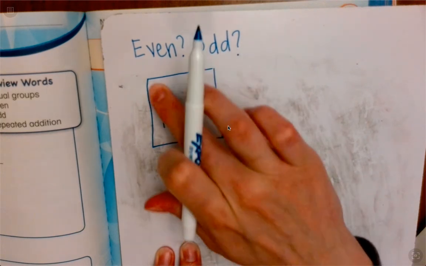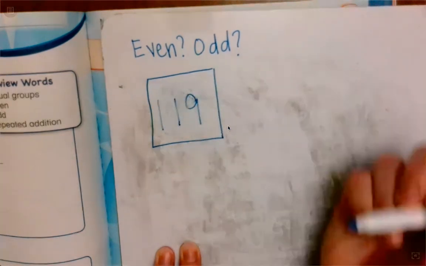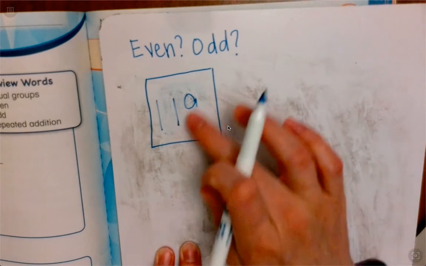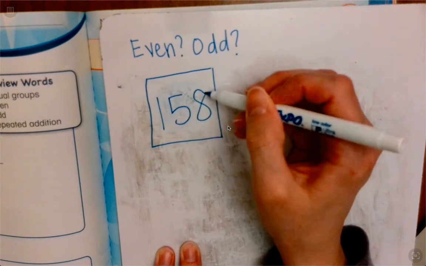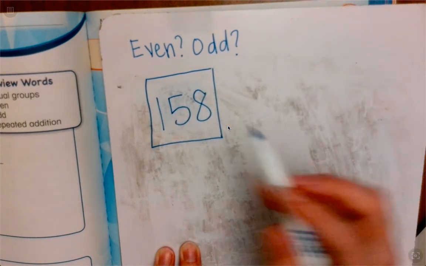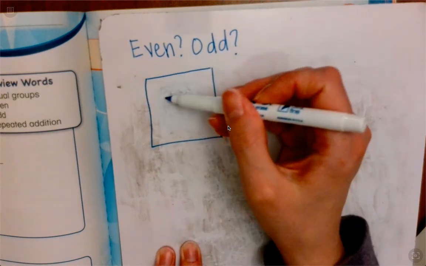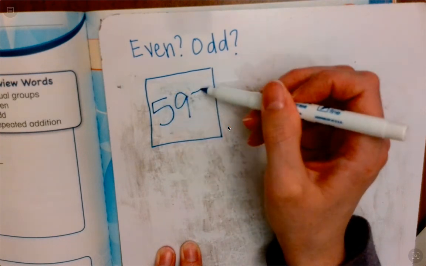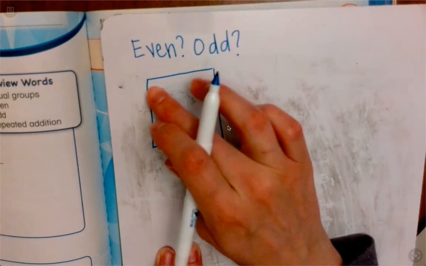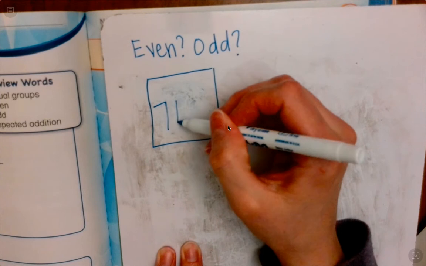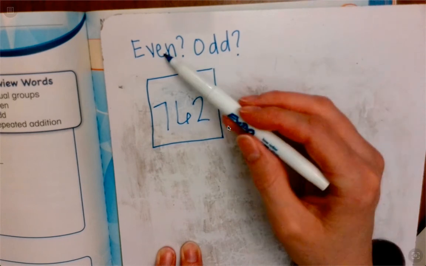Good job. How about 119? Odd. Good job. How about 158? Even. Good job. Or how about 597? Odd. Good job. All right, last one. 762. Just looking at that number, even. Good job.